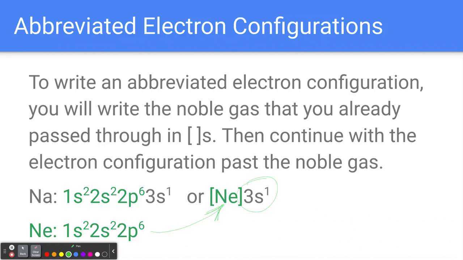So you do need to know how to write these abbreviated electron configurations. If you can write the normal ones, you can write the abbreviated ones. The normal ones include all the different configurations. The abbreviated, you just take our last noble gas that you passed through and continue on with it.